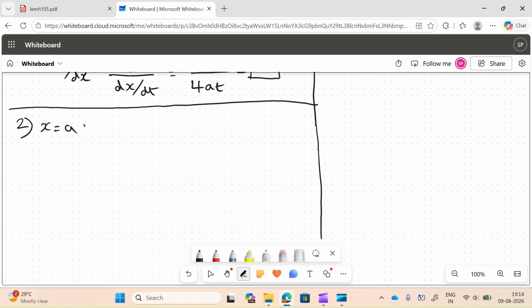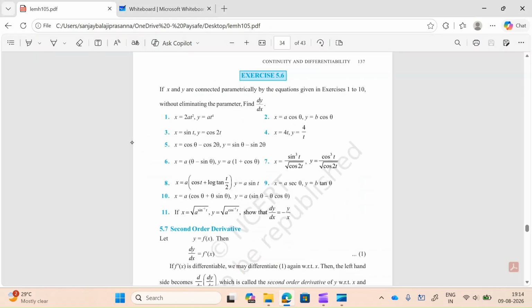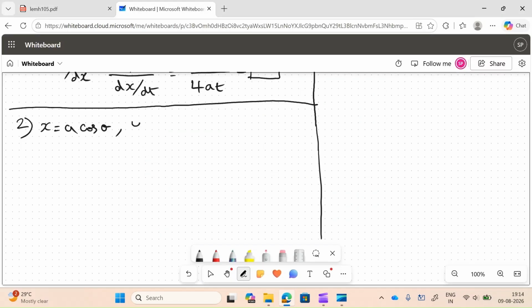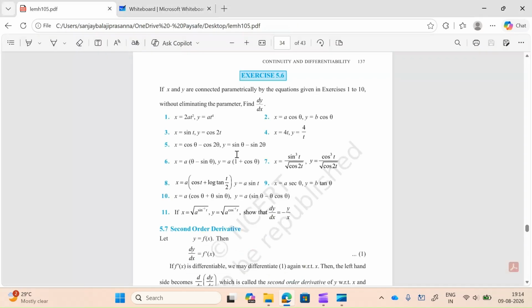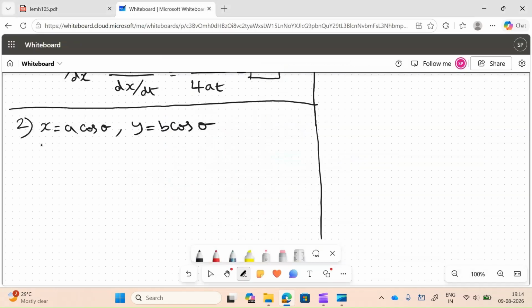And this is x equal to a cos theta, y equal to b cos theta. See, this is the same thing. You can eliminate the parameter, but that's not the point of this. Okay, so I'll increase the pace a little bit.